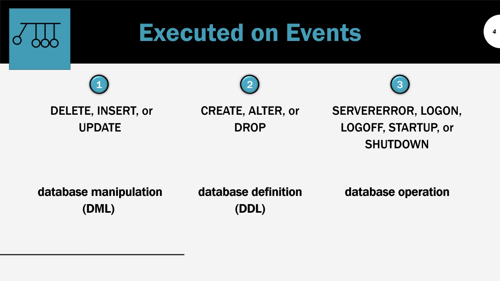So how does a trigger work? You can use them throughout the variations of our programming language. They can be used in DML, or data manipulation keywords, delete, insert, or update, for example. You can use them in the data definition language of create, alter, and drop. And then even in general database operation, you can have triggers that are called upon server error, log on, start up, and shut down events. So triggers can be used throughout the entire scope of coding.